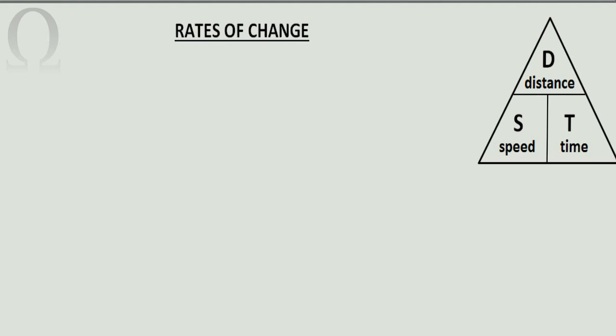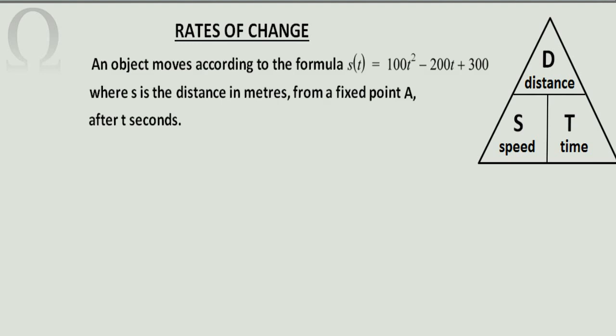The speed at which an object moves is defined as the rate at which an object covers a certain distance. In other words, speed equals distance over time. An object moves according to the formula s(t) = 100t² - 200t + 300, where s is the distance in meters from a fixed point A after t seconds.